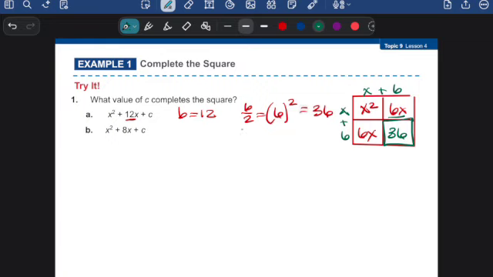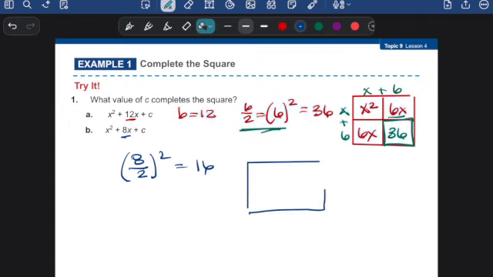Either way works. If you want to remember this formula, or if you want to do your area model, you can also do that to find the value of c. Let's do part B. Take the linear term, 8, divide it by 2, and then square it. So it will give us 16. And again, I'll show you the area model, why this works, why it's called completing the square.